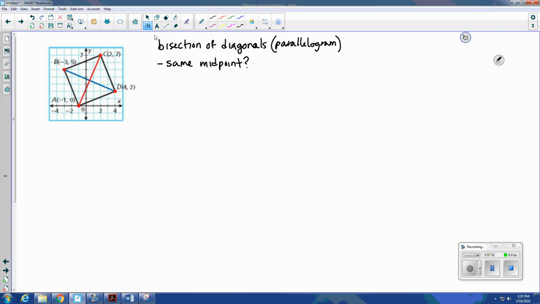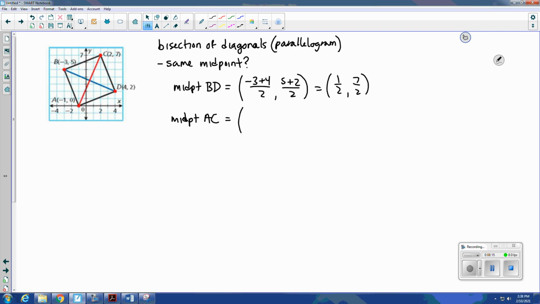So calculating the midpoint. Let's do midpoint of BD. To calculate a midpoint, average the x's, average the y's. And we're going to get 1/2, 7/2. So now let's do midpoint of AC. We're going to do -1 plus 2 over 2 and 7 plus 0 over 2. We're going to get 1/2, 7/2. So same midpoint. So check, we have a parallelogram.